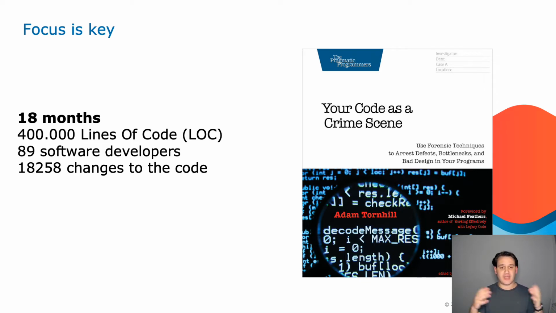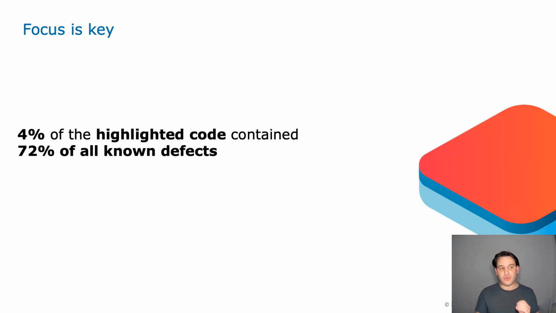He did it on a repository of 80 months with 400,000 lines of code, 89 software developers, and more than 18,000 changes. While looking through this repository and filtering everything that was necessary out, he was working with only 4% of the code, and that contained 72% of all known defects. Well, let me quickly tell you how he could do this.